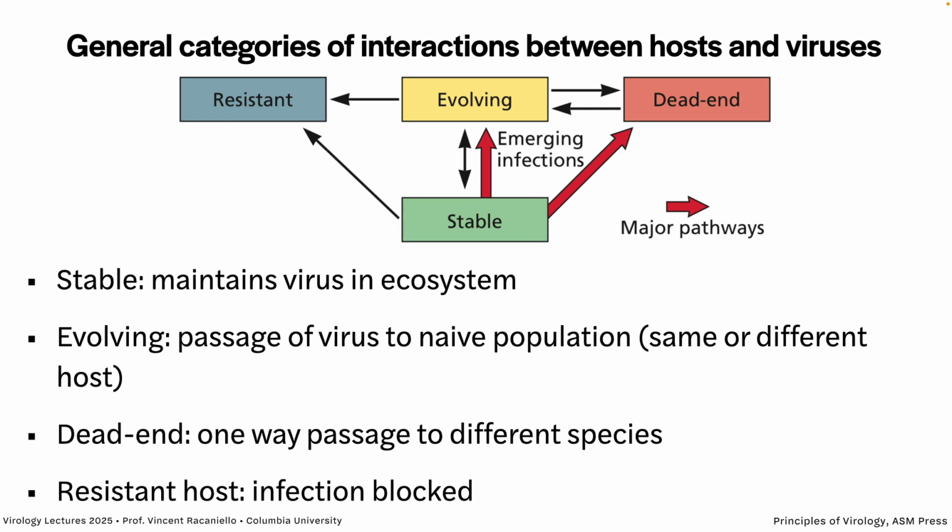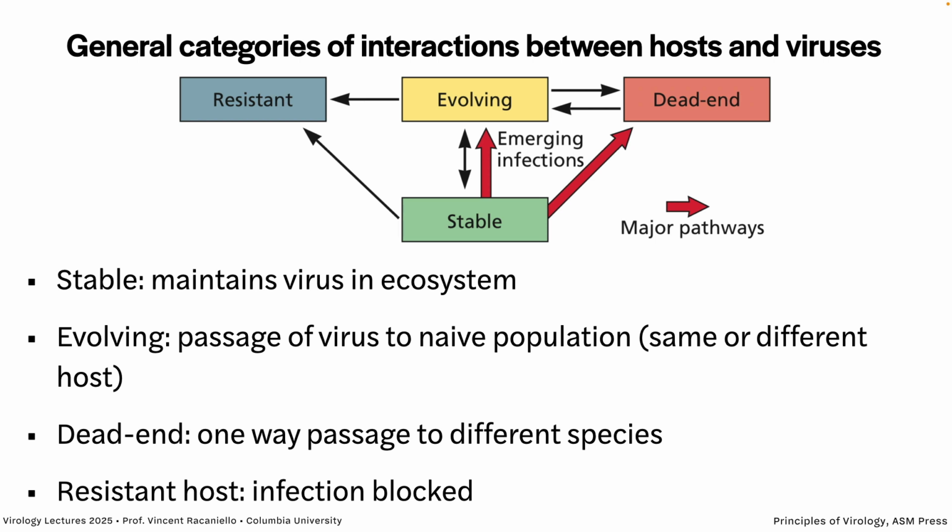Then we have an evolving system where the virus from a stable relationship goes into another species, and when it's initially there, it evolves very quickly as it adapts to the new species. This could be the same host, it could be human to human, or it could be animal, non-human animal to human.